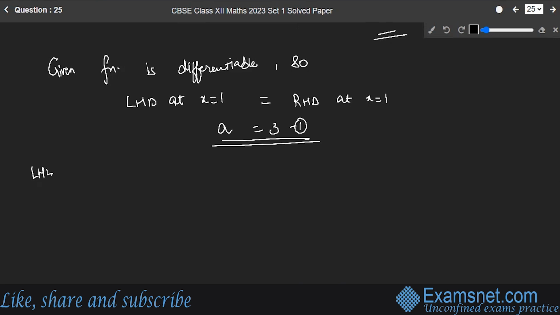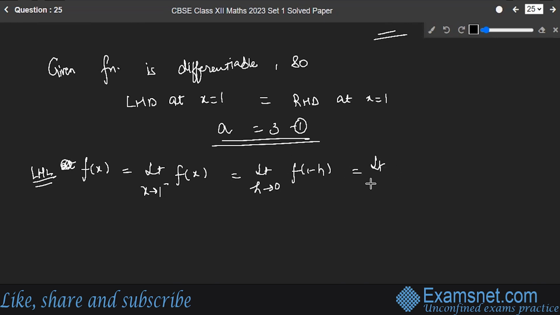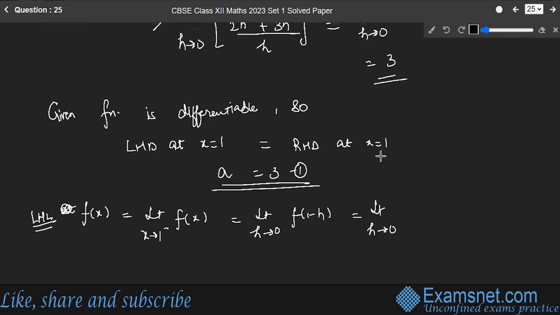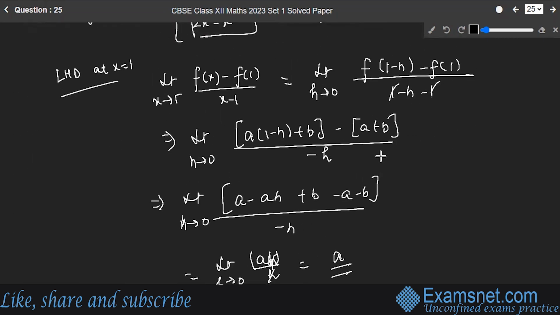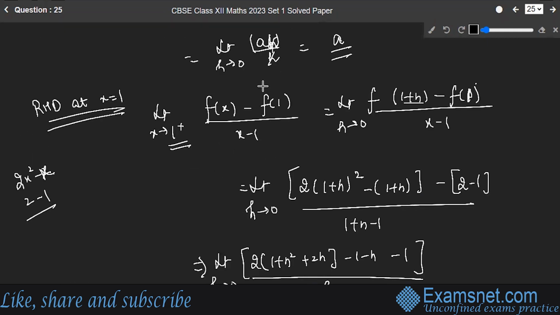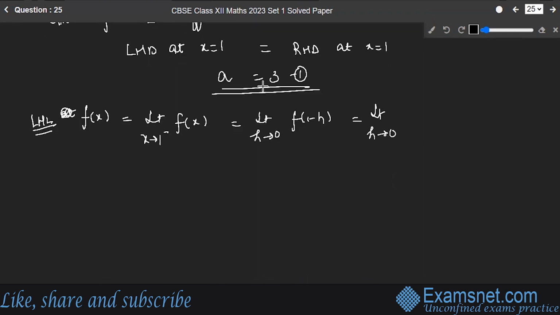Now I'll talk about the left-hand limit of the function f(x). So this is equal to limit x approaching 1 minus, f of x. This is equal to limit h approaching 0, f of (1 minus h), which is limit h approaching 0. So over here, I'll consider the function as this one, 2x square minus x, because now I'm considering the function between 1 and 2. Correct. So this is 2x square. x in this case was 1 minus h.